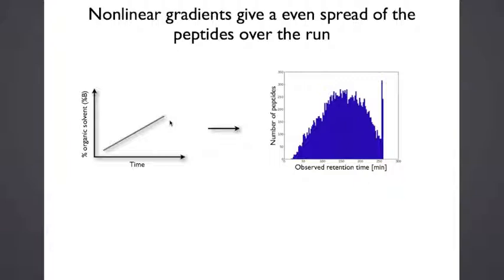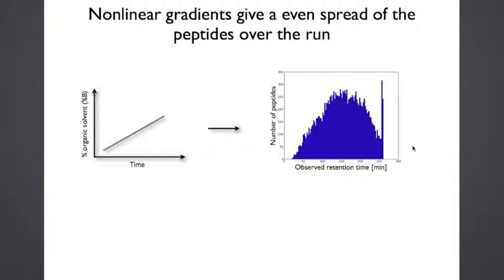The problem with using this type of gradient is that it gives an unequal distribution of the peptides over the run. This is an example of a distribution that we obtain when we use the linear gradient. On the horizontal axis we have observed retention time, on the vertical the number of peptides. As you can see, much fewer peptides elute in the first part of the run compared to the second part.